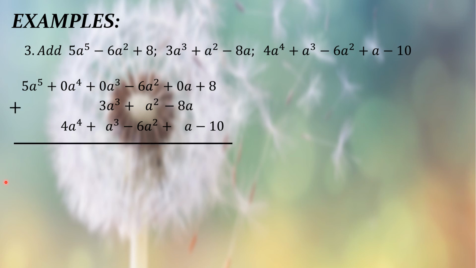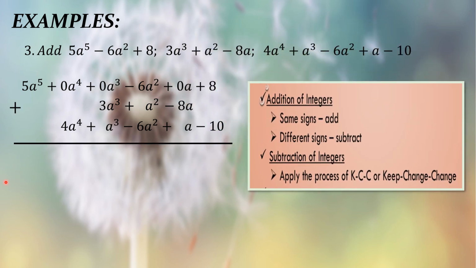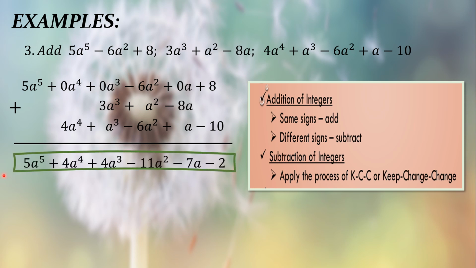So, let us now add. Again, sundin natin yung rules in adding integers. Same sign add, different sign subtract. So, the final answer will be 5a to the 5th power plus 4a to the 4th power plus 4a cubed minus 11a squared minus 7a minus 2. So, isa-isahin natin paano naging ganyan yung sagot. Again, since walang katapat ang 5a to the 5th power, so bring down.